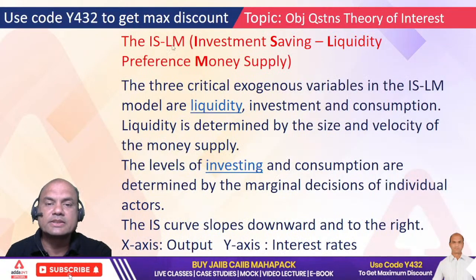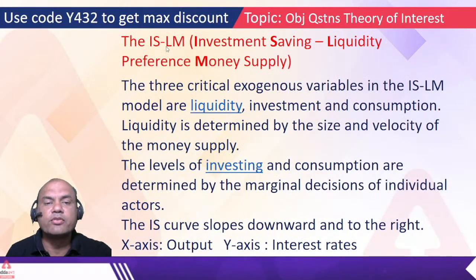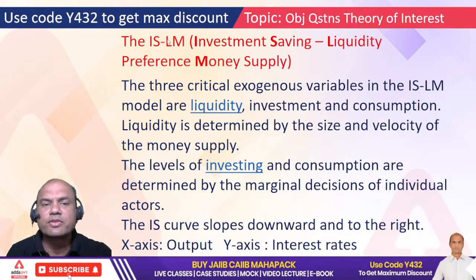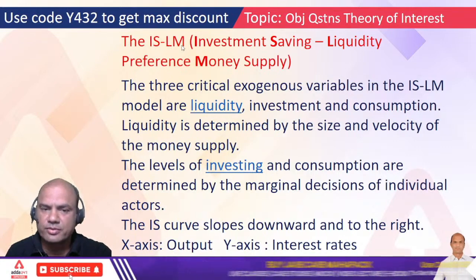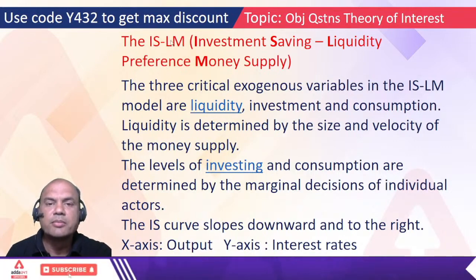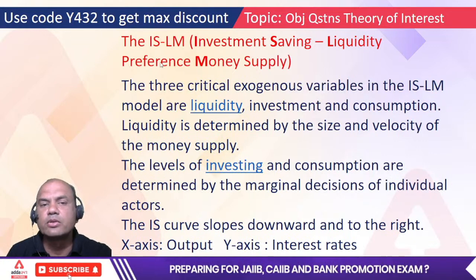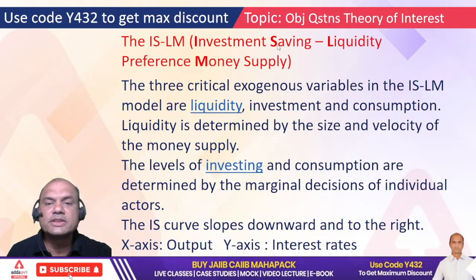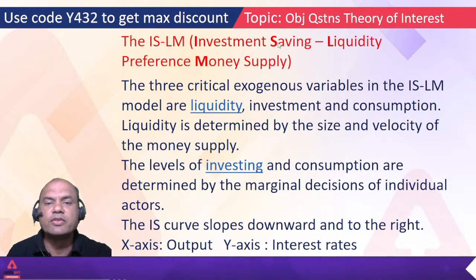So let's start with the ISLM curve. The ISLM curve full form is investment savings and liquidity preference money supply. Actually, I always feel that it should be the ISLPM curve because the preference word is there, but the problem is that preference is missing over here. So, investment savings. Now, what do you mean by this investment savings here?